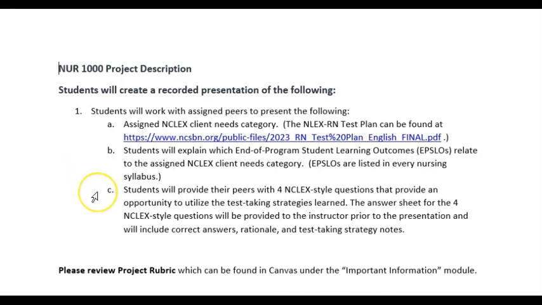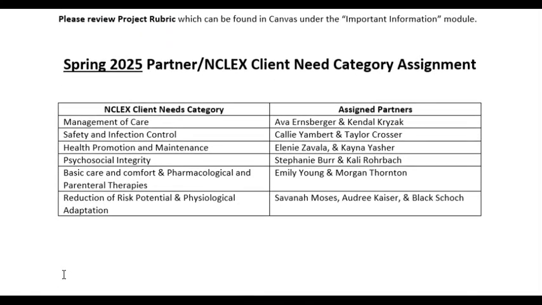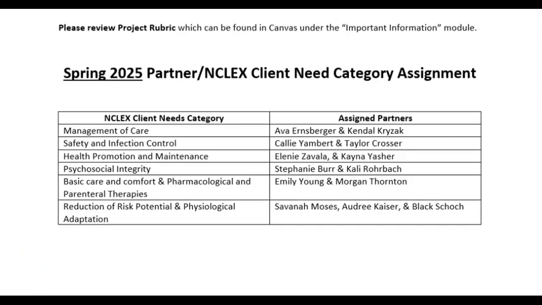And then finally, you're going to provide your peers with 4 NCLEX style questions that provide an opportunity to utilize the test taking strategies learned in the course. The answer sheet for the 4 NCLEX style questions need to be provided to me prior to the presentation and will include the correct answers, rationale, and the test taking strategy noted. There is a rubric for the project that we'll look at here in a minute so that you can review it when doing your project to make sure that you get all the points.